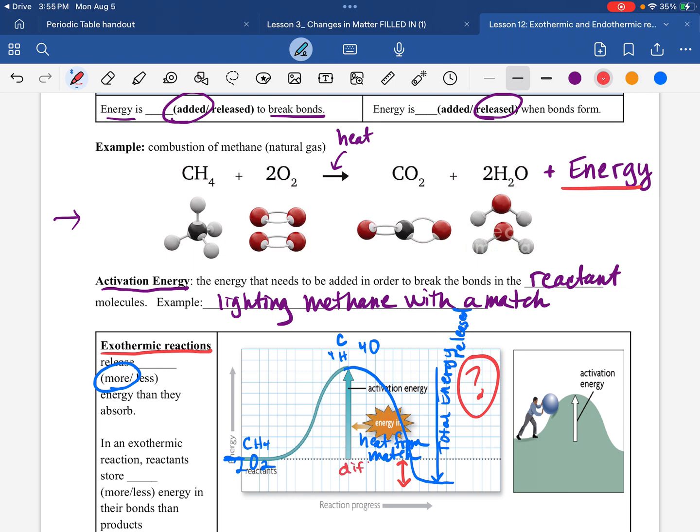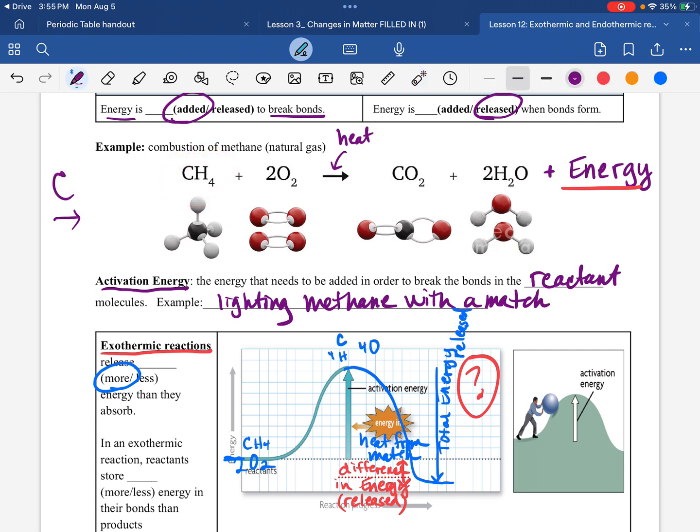So this little red arrow is the difference in energy. And that difference in energy is the energy that is released by the reaction. So that's why we use hydrocarbons, carbon and hydrogen, for energy. Because when we burn them in oxygen, they release a lot of energy.